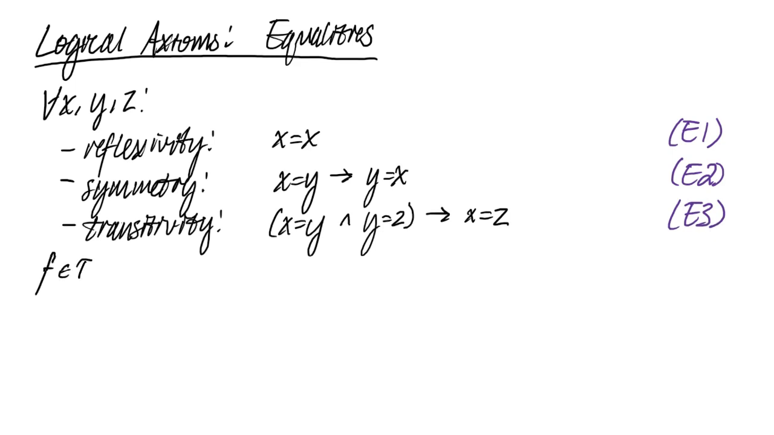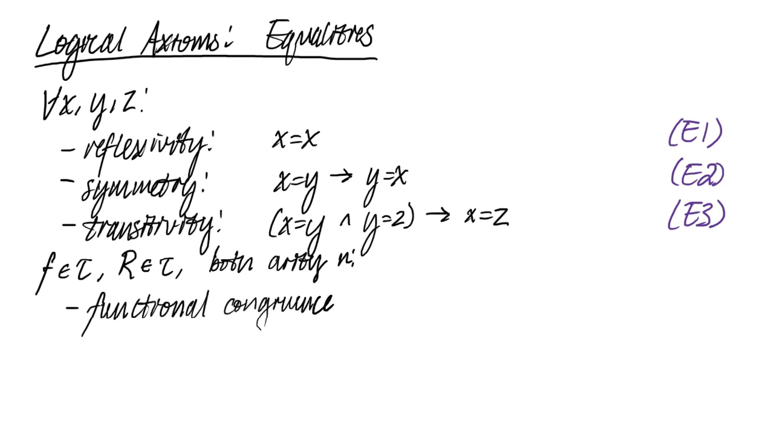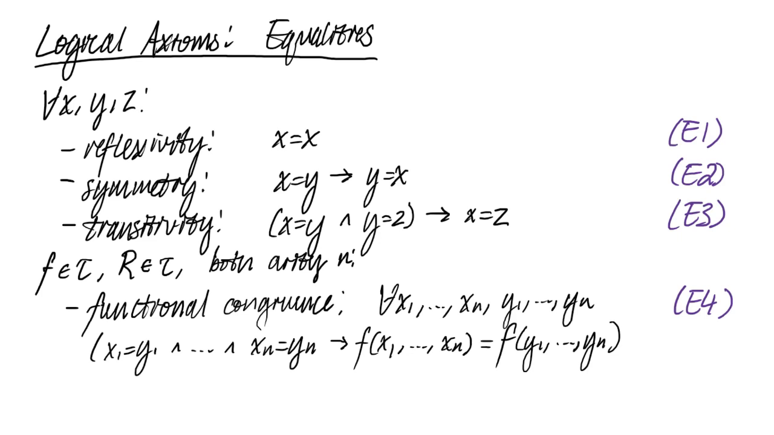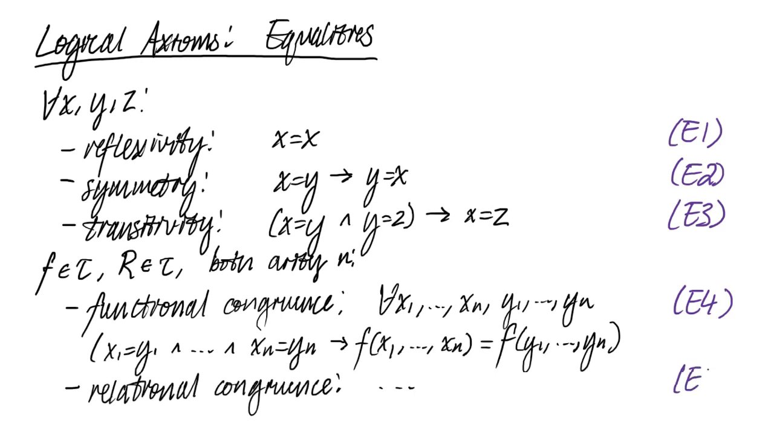For the next two axioms, we define f and r as a function and relation respectively in our signature tau, both with an arity n. We define our functional congruence axiom. For all x1 to xn, y1 to yn, x1 equals y1 up to xn equals yn implies f of x1 to xn equals f of y1 to yn. We denote this as E4. Lastly, we define our relational congruence axiom in the same manner as E4, but using r instead of f. We denote this as E5.